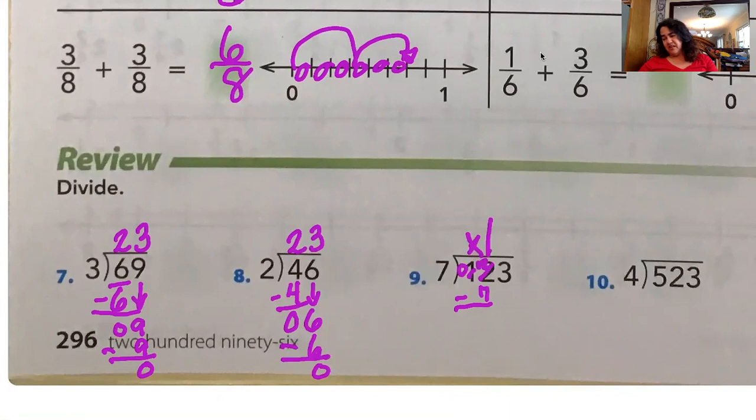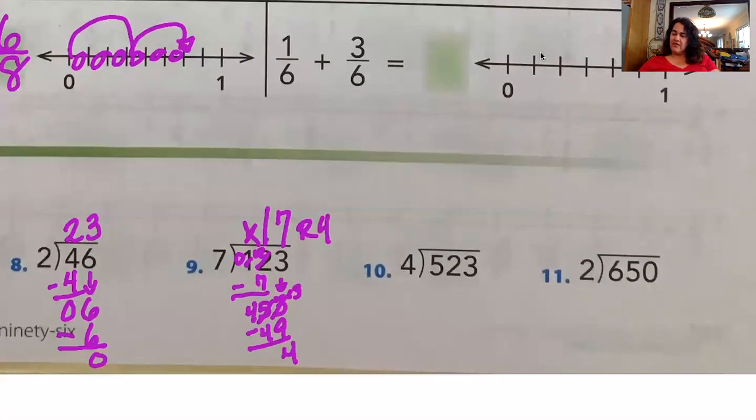12 minus 7 is 5. Bring down our 3. We have 7 times 7 is 49. And 3 take away 9, can't do it. Cross out the 3, cross out the 5. The 5 becomes a 4, the 3 becomes a 13, and 4. So 17, what do I do with this 4, Kylie? It becomes a remainder 4. Good.